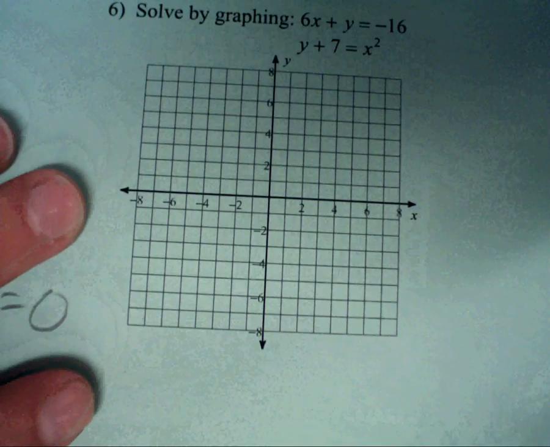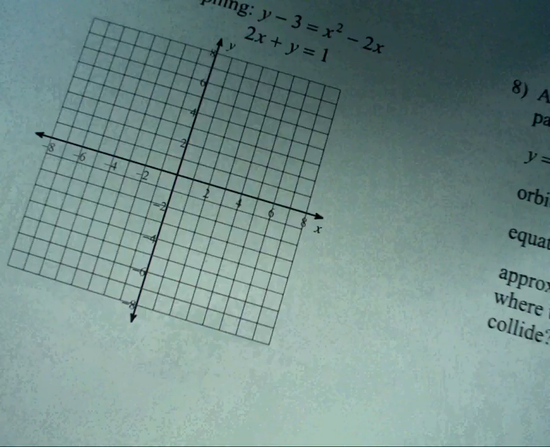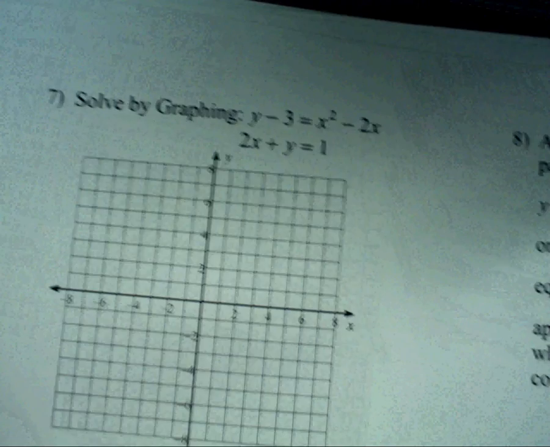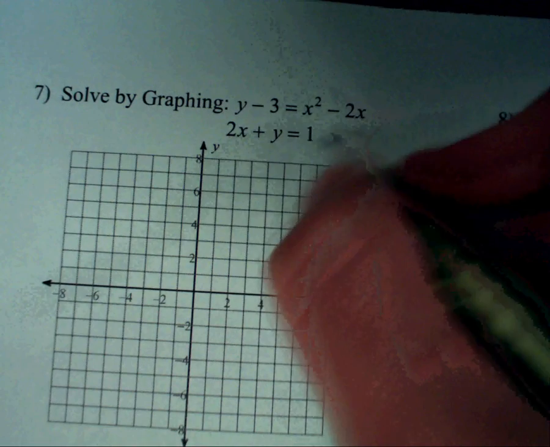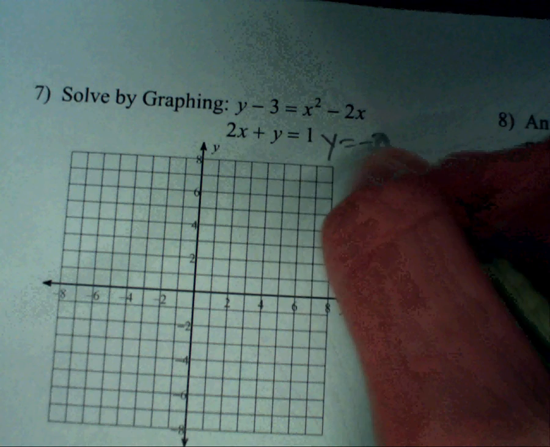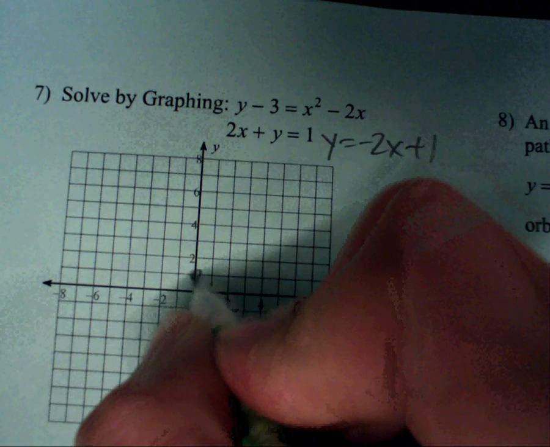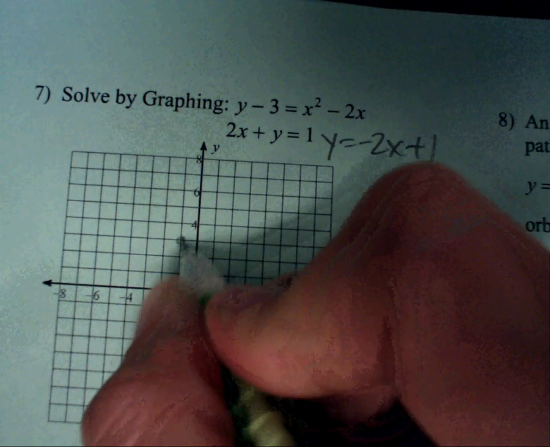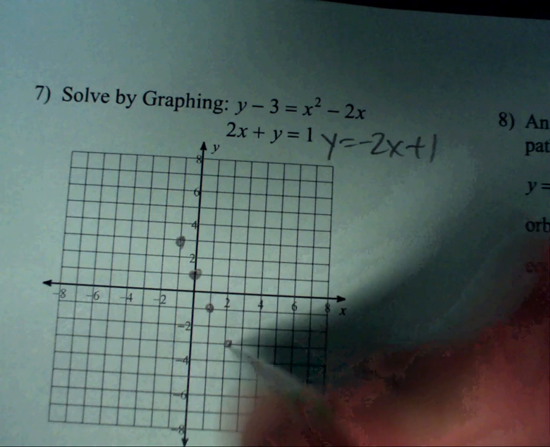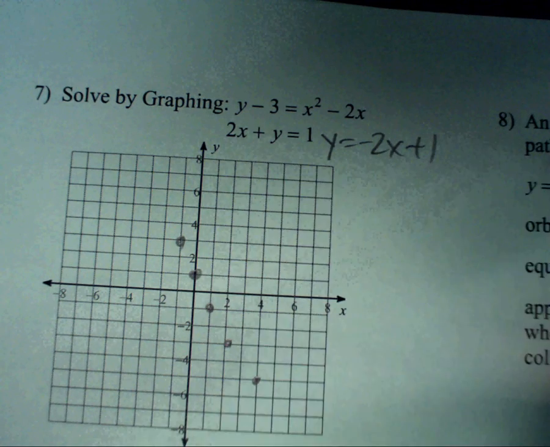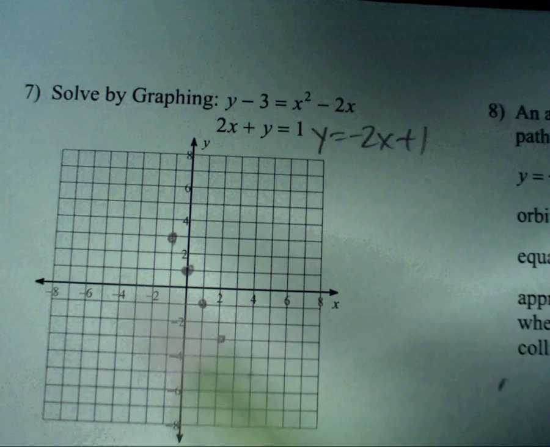All right, so you know what? I'm going to go with number 7. Number 7 is probably a little harder than number 6. Number 7, we want to graph the linear one, so I'm going to subtract 2x. So my linear equation starts at 1, has a negative 2 slope. Make sure to plot as many points as you can. That's not right.